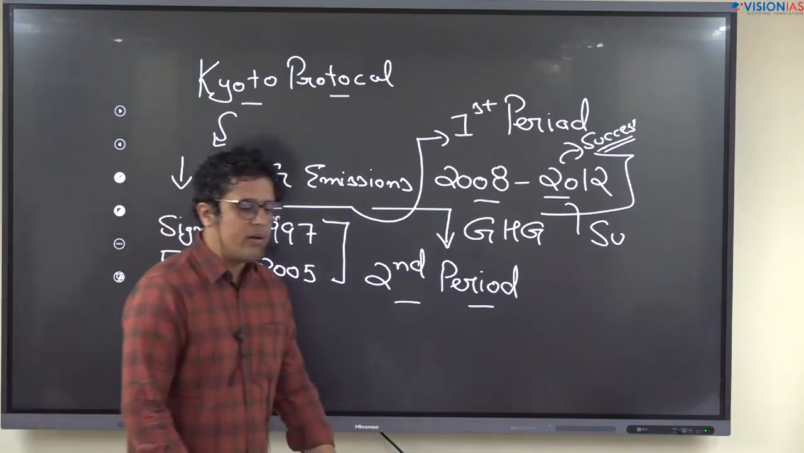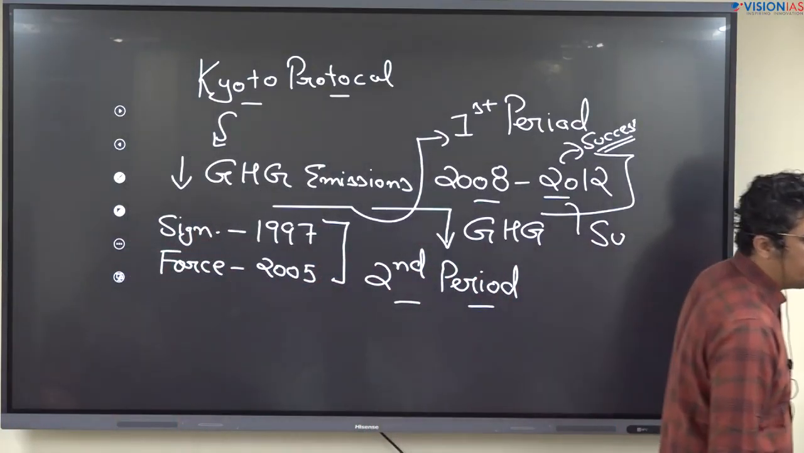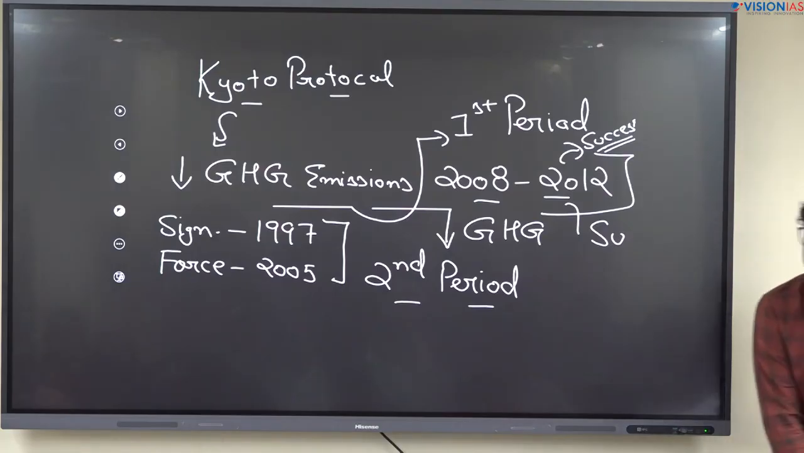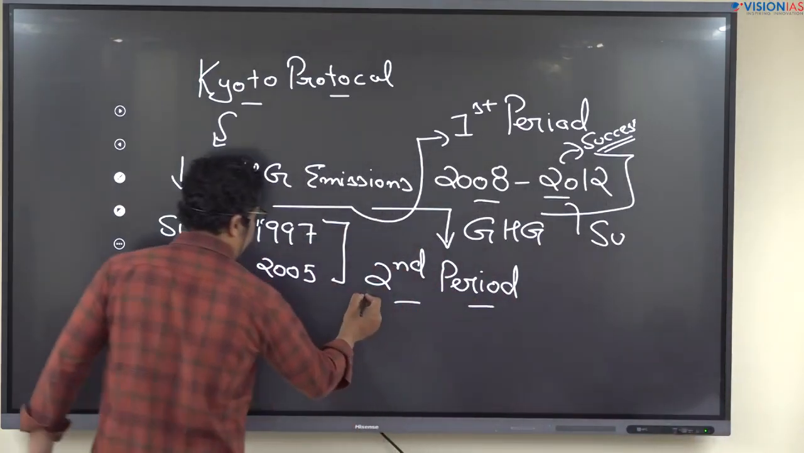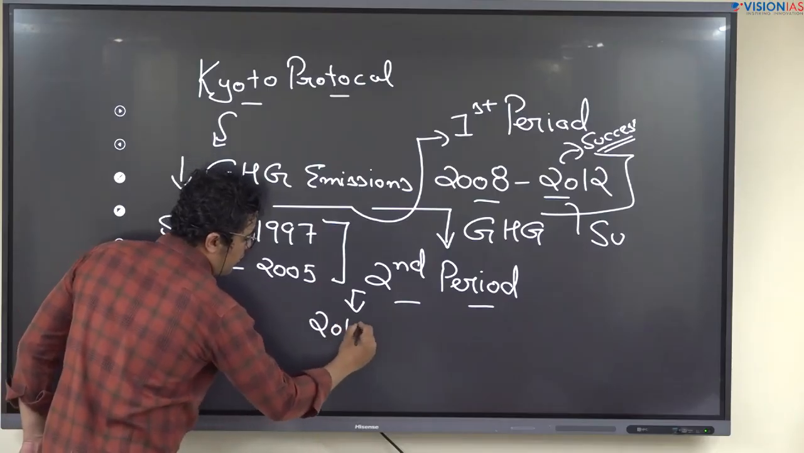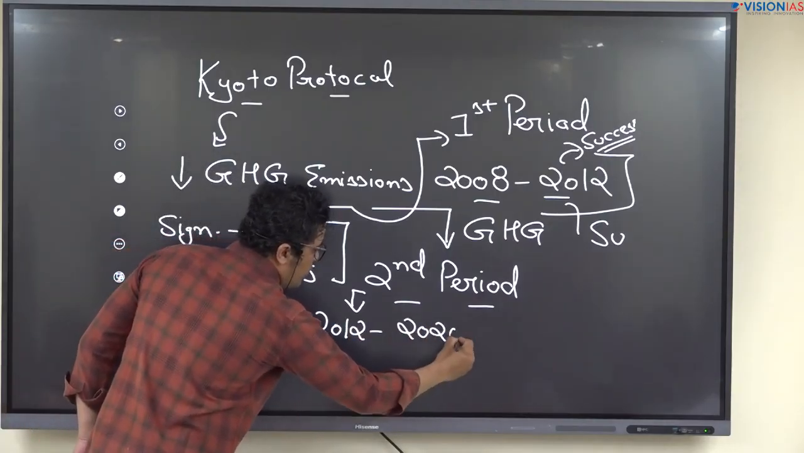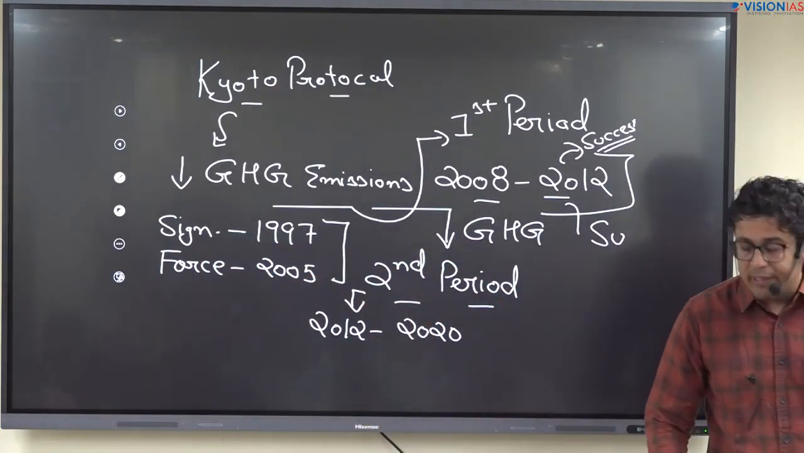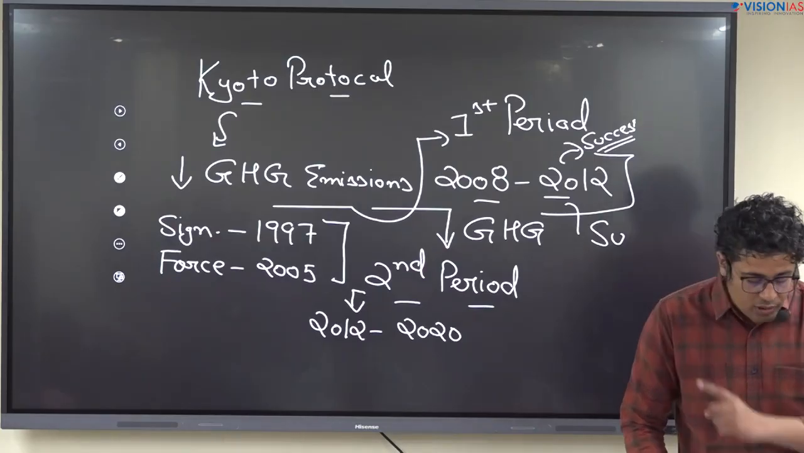Read this COP number 18 again. When was the second period? 2012 to 2020. UNFCCC extended it, saying that we will continue with Kyoto Protocol for 8 more years. But what happened in this?